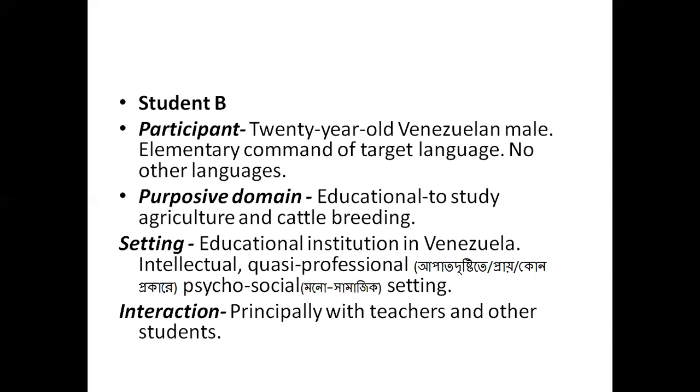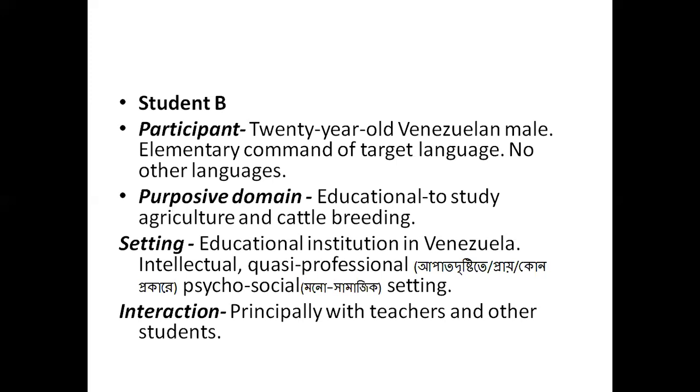Settings, educational institution in Venezuela, intellectual or quasi-professional and psychosocial settings. So he has to study in an institution. So institutional norms he has to understand. So that is the setting. And also he has to work in a farm or a project in a farm. And for this reason, he has to work in the social setting of Venezuela.